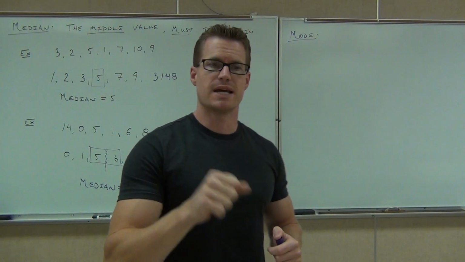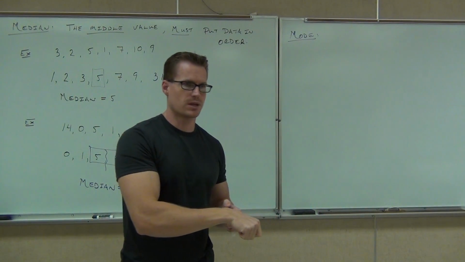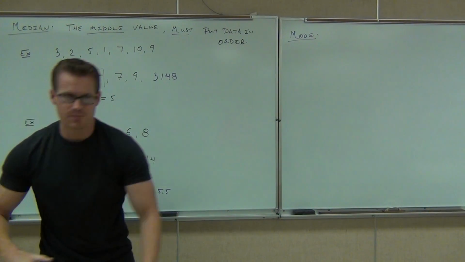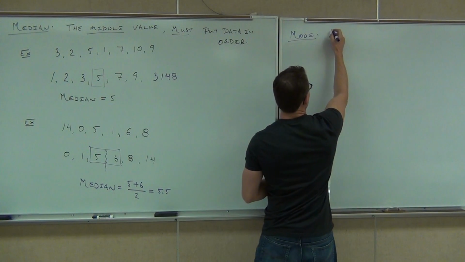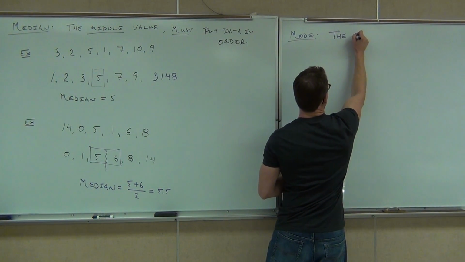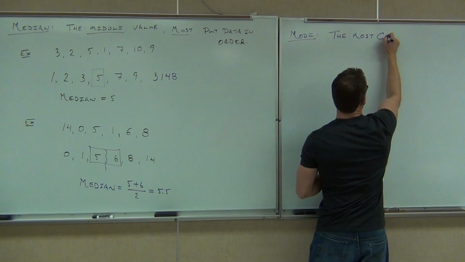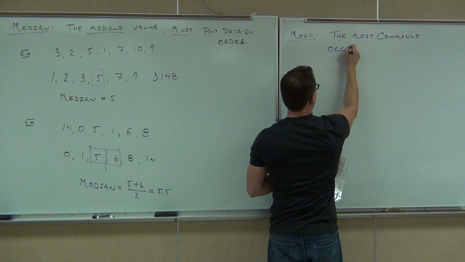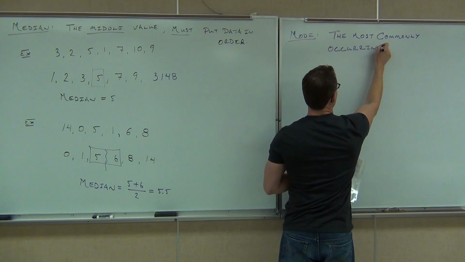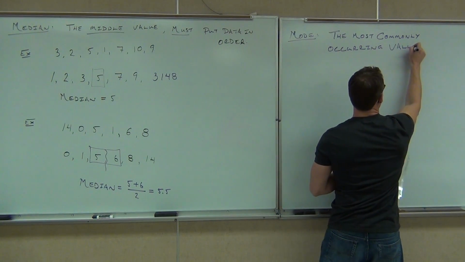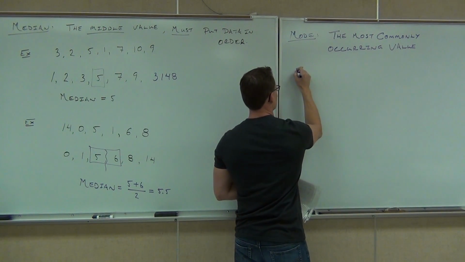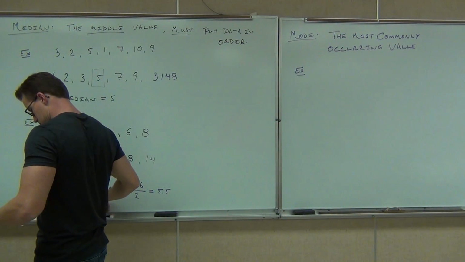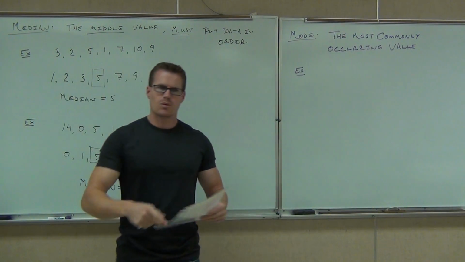All you're looking for is the data value that occurs the most frequently. That's the mode. So the number that happens the most often. So we'll say the mode is the most commonly occurring value. It's just the number that happens the most. We'll do 3 examples.